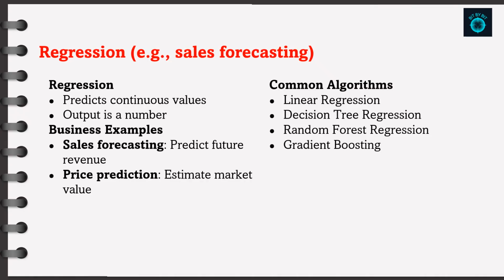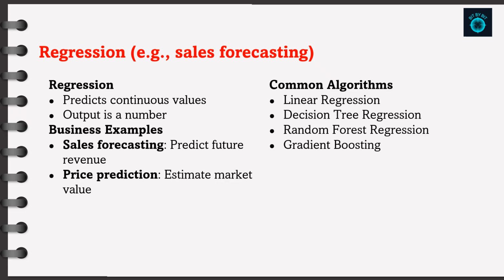Regression. In this slide, we will explore regression models, another key AI technique used in business. Regression is used when the output is a continuous number, not a category. Instead of asking yes or no, regression answers how much or how many. Let's look at two common business applications. The first is sales forecasting.